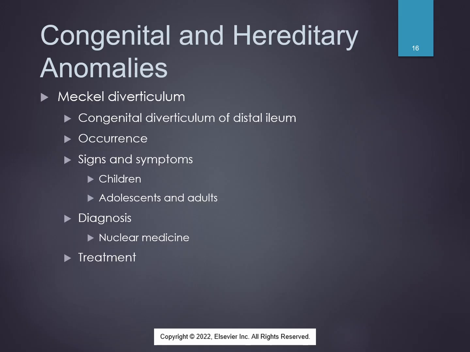Diagnosis is very difficult. Nuclear medicine Meckel scans are useful in diagnosing this anomaly when an ectopic gastric mucosa is present. Treatment for symptomatic Meckel diverticulum involves surgical resection of the diverticulum.